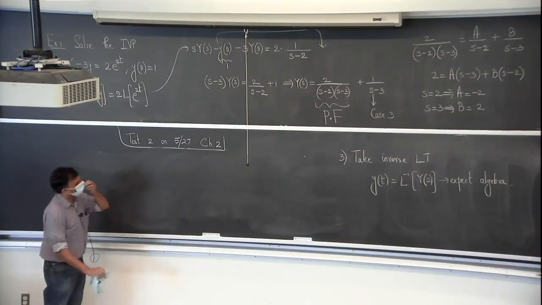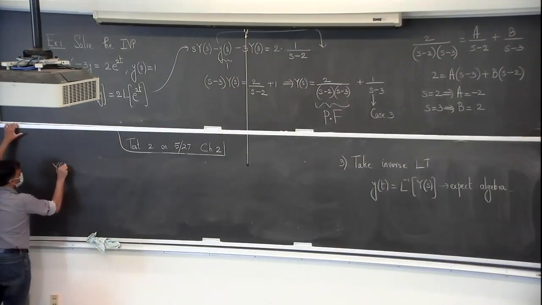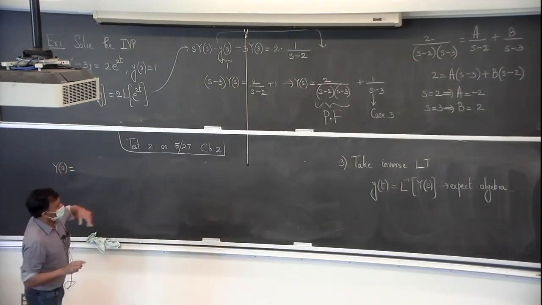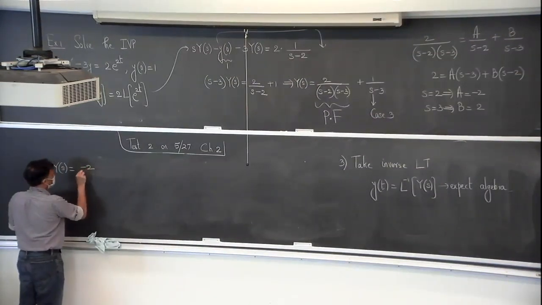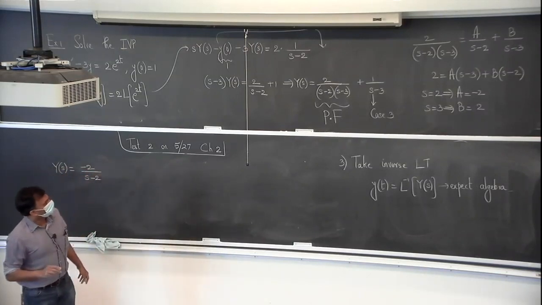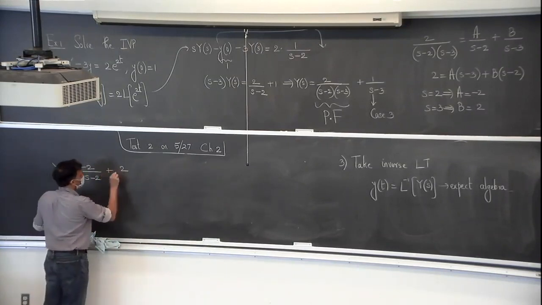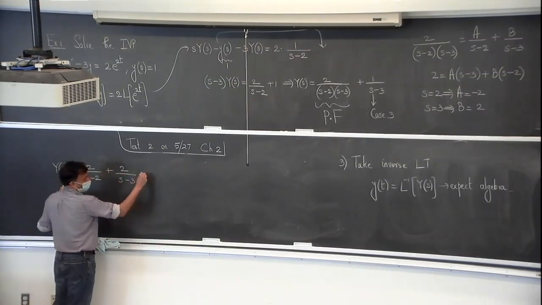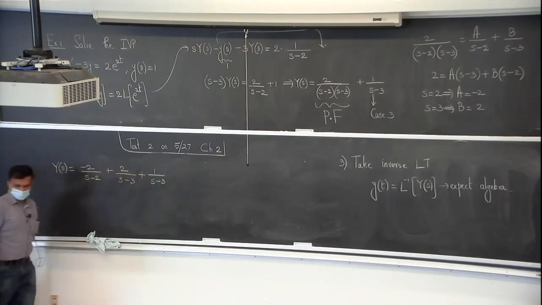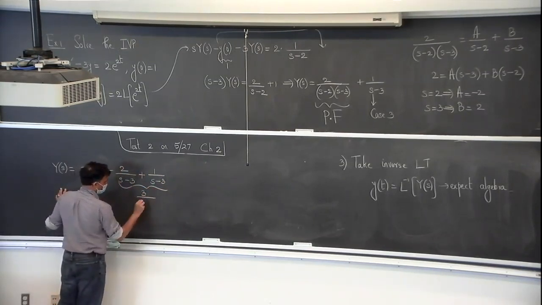Almost there, right? So Y of s equals the result from the partial fraction, which is negative 2 over s minus 2 plus 2 over s minus 3. And you already had a 1 over s minus 3 from the initial value. Okay, so please don't forget it. Now you can combine these two. This is just 3 over s minus 3.